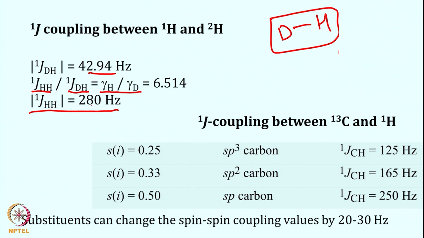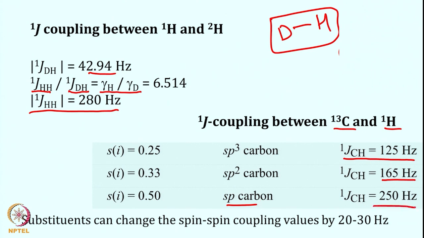Now we come to the heteronuclear J coupling. As we discussed in the previous slide, that depends on the hybridization. Let's take some examples of J coupling between 13C and proton. If it is sp3 hybridized, the bond angle is 109 degrees, and the one-bond coupling in this case is 125 Hz. If it becomes sp2 hybridized, the coupling strength increases to 165 Hz. When it is sp hybridized, the s contribution increases, the bond angle also increases, and that gives us 250 Hz.